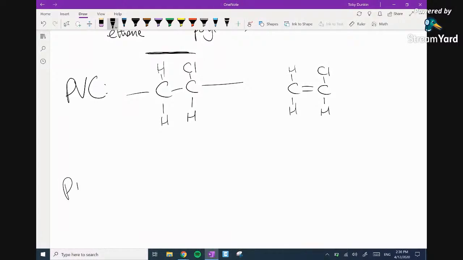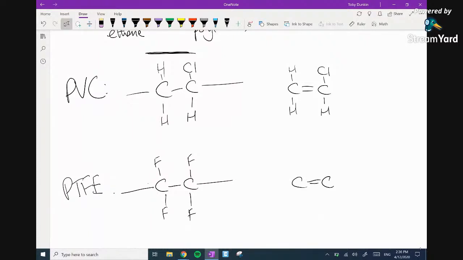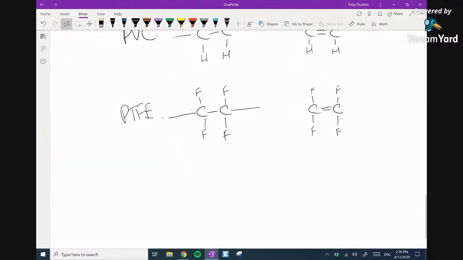You also need to know PTFE, again GCSE. This is polytetrafluoroethene, and this is one which has 4 fluorines on it. Otherwise known as non-stick, made from tetrafluoroethene. There you go. There are other ones as well.